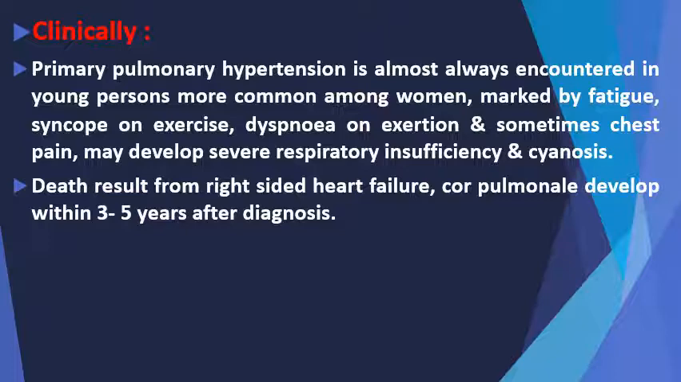In primary pulmonary hypertension, the patient is almost always a young person, more common in females, presenting with fatigue, syncope on exercise, sometimes fainting attacks on exercise, dyspnea on exertion, chest pain, respiratory insufficiency, and cyanosis. Death might occur from right-sided heart failure or cor pulmonale, which develops within 3 to 5 years after diagnosis.